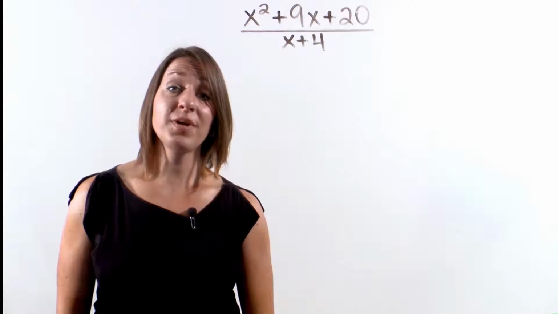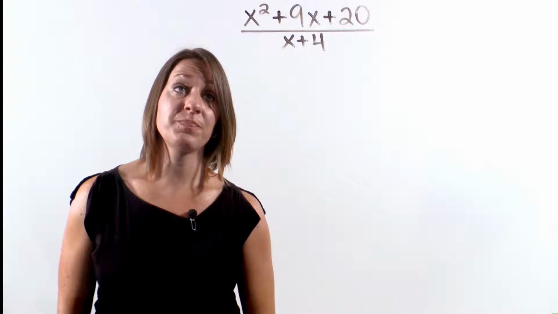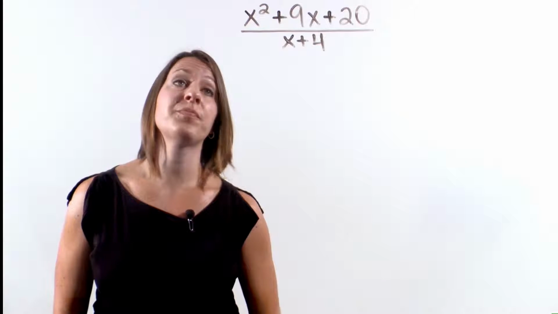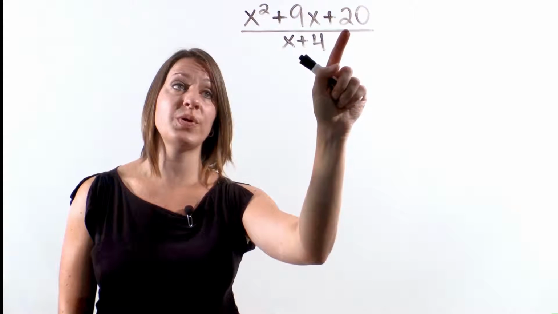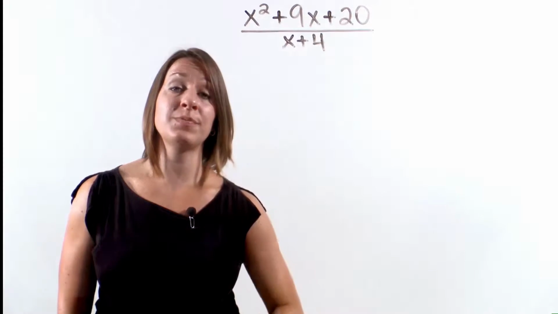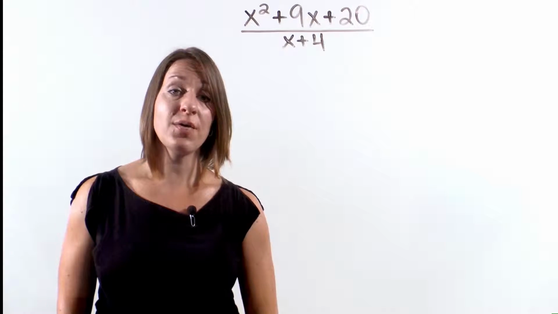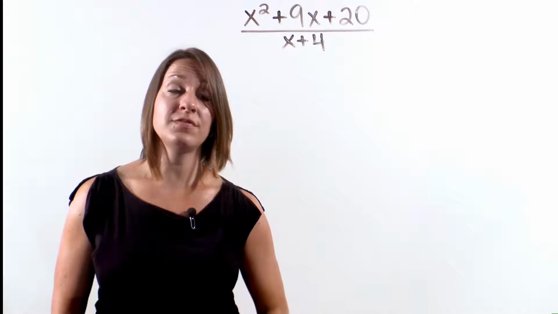So, I think we're ready to try one with polynomials. Take a look at this example. We have x squared plus 9x plus 20 divided by x plus 4. Let's go ahead and set this one up in the division house.